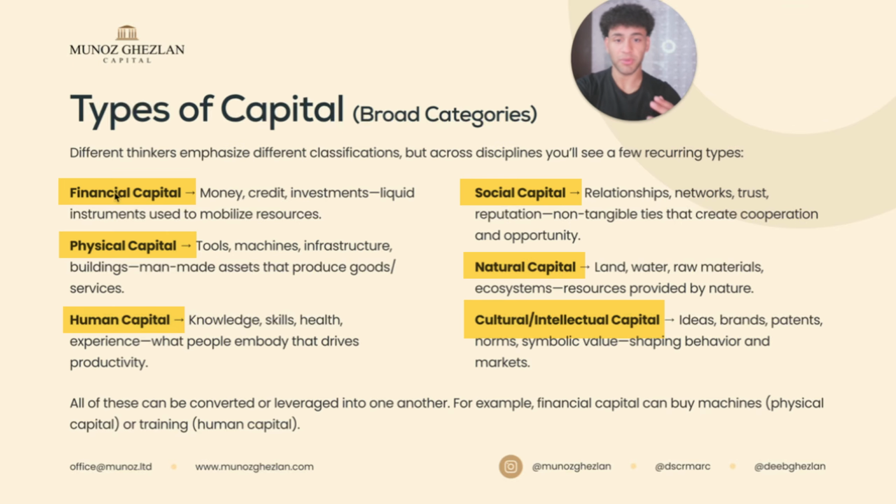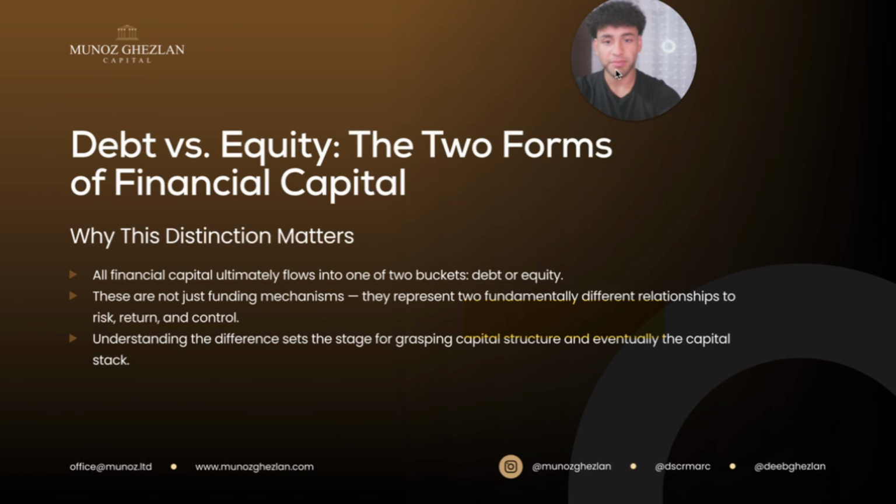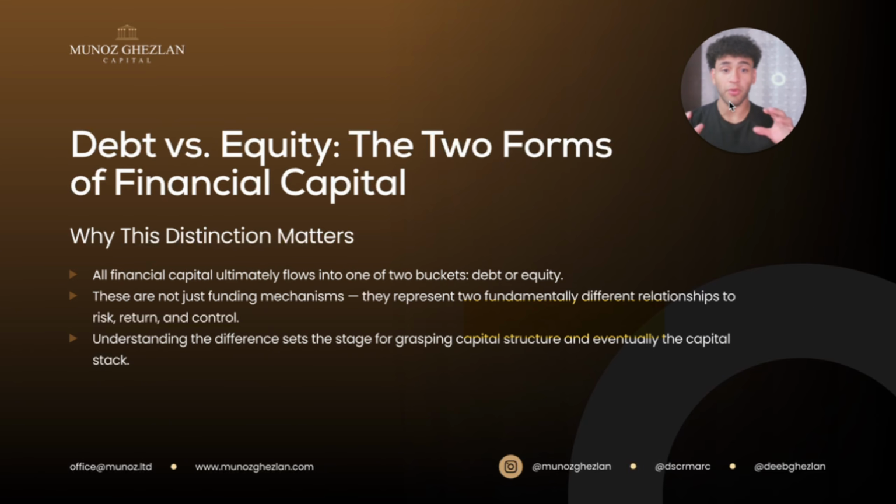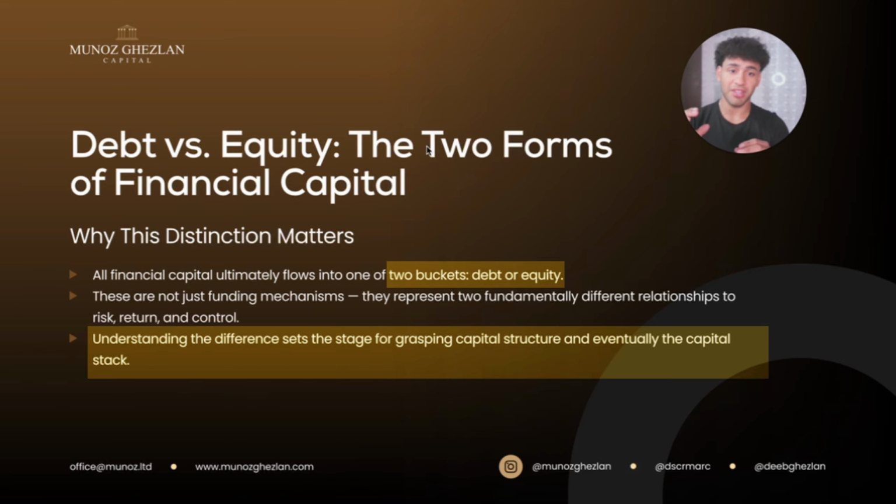Our conversation is going to be focused on financial capital, more specifically debt and equity, the two forms of financial capital. This distinction is pretty important because all forms of finance are going to ultimately fall into two buckets, that's debt and equity. And they're not just funding mechanisms, they both represent two fundamentally different relationships to risk, return, and control. Understanding the difference between debt and equity sets the stage for grasping capital structure and eventually the capital stack. This is going to be very important before we move on. Understanding the difference between debt and equity is going to frame what a capital stack is in the proper way.